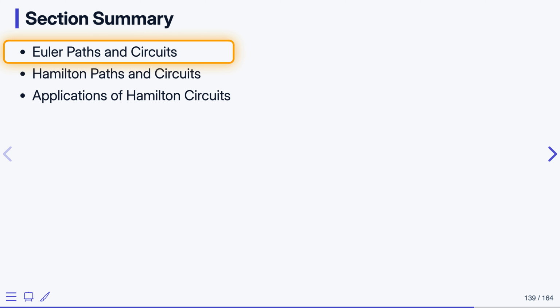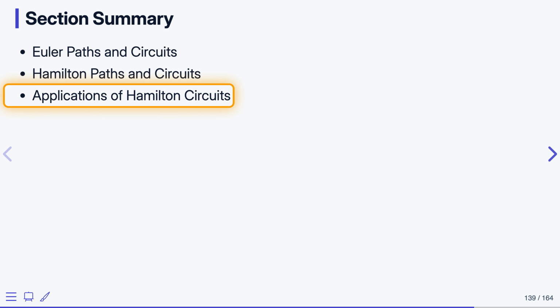This is the plan for this section. First, we study Euler paths and Euler circuits. These are about using every edge one time. Then Hamilton paths and Hamilton circuits. These are about visiting every vertex one time. At the end, we look at where Hamilton circuits are useful in real problems.